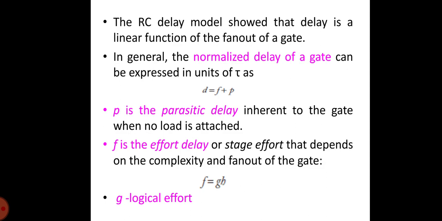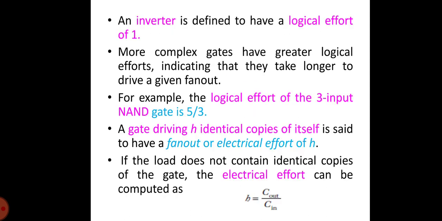Now let us see the linear delay model. The RC delay model showed that the delay is a linear function of the fan-out of the gate. In general, the normalized delay of a gate can be expressed in units of tau as d equal to f plus p, where p is the parasitic delay inherent to the gate when no load is attached. f is the effort delay or stage effort that depends on the complexity and fan-out of the gate. Therefore, f is equal to gh, where g is the logical effort. An inverter is defined to have logical effort of 1, and more complex gates have greater logical efforts, indicating that they take longer to drive a given fan-out.